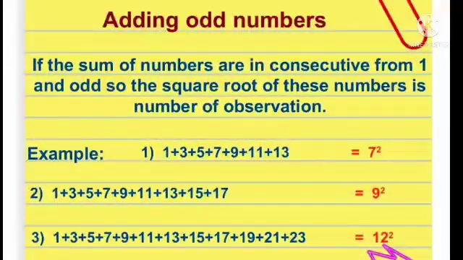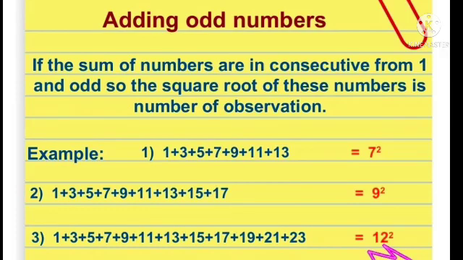Adding odd numbers. If the sum is of consecutive odd numbers starting from 1, then the square root of this number is the number of odd numbers added. Example, 1 plus 3 plus 5 plus 7 plus 9 plus 11 plus 13 is equal to 7 square. The next example, 1 plus 3 plus 5 plus 7 plus 9 plus 11 plus 13 plus 15 plus 17 is equal to 9 square.